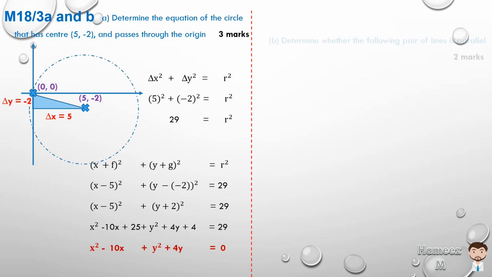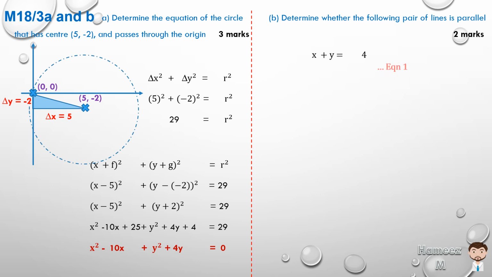Part B. Determine whether the following pair of lines is parallel. x plus y is equal to 4. Let's call that equation 1. And 3x minus 2y is equal to minus 3. Let's call that equation 2.